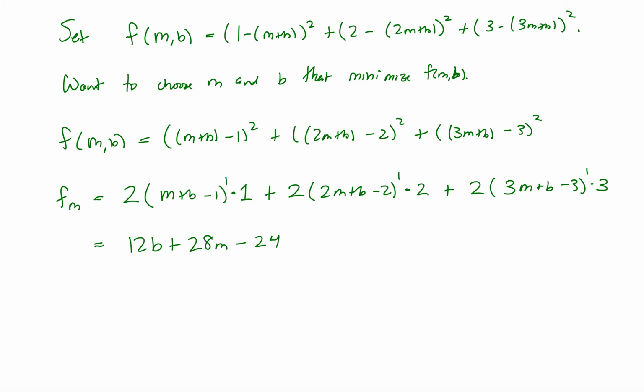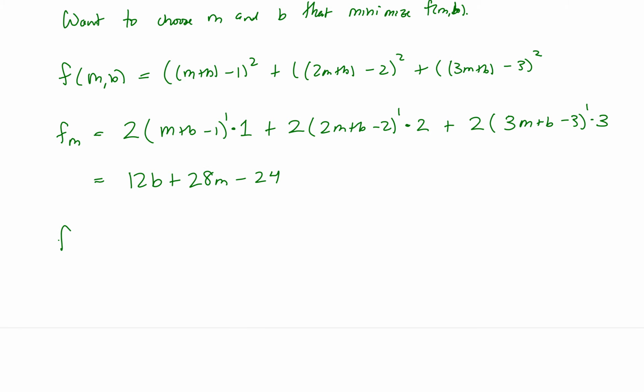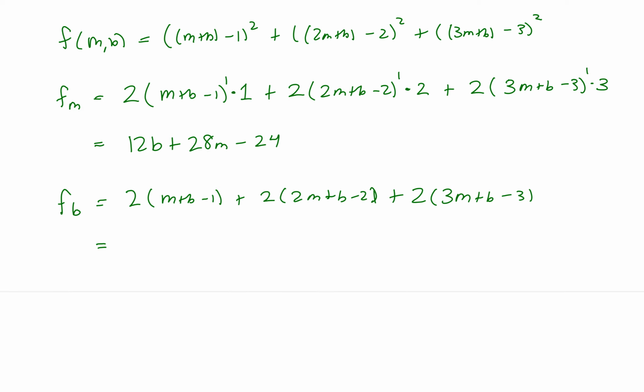And now do the same thing for b. So this is going to give me 2(m + b - 1), and then for this one, that's just times 1, plus 2 times (2m + b - 2). And again, we just have a 1 because the coefficient of b is 1, plus 2, is 3(m + b - 3). And if we simplify this, we get 6b plus 12m minus 10.